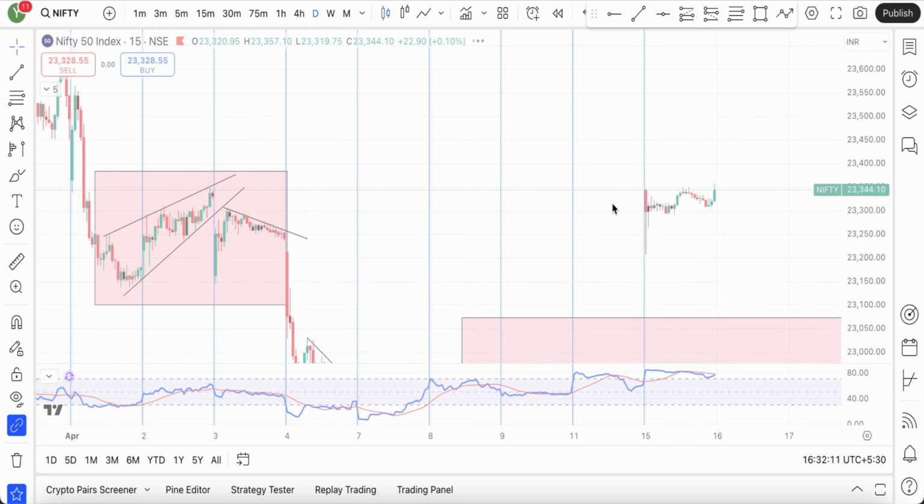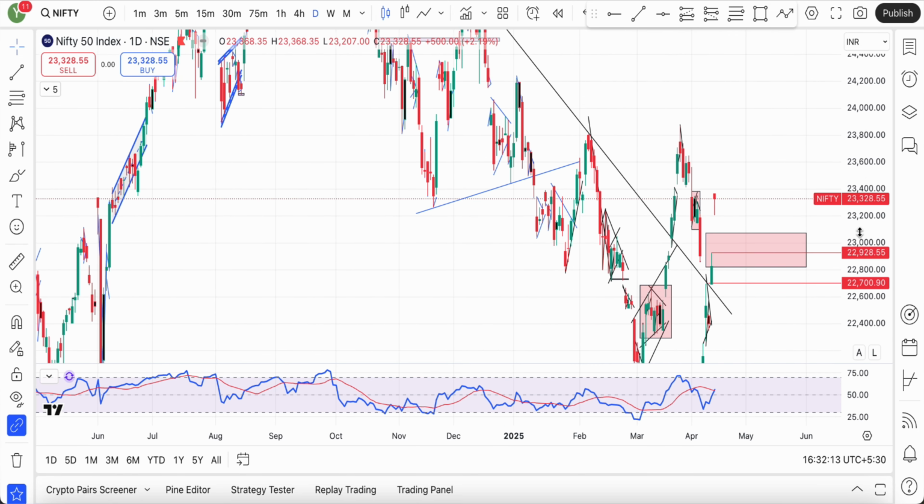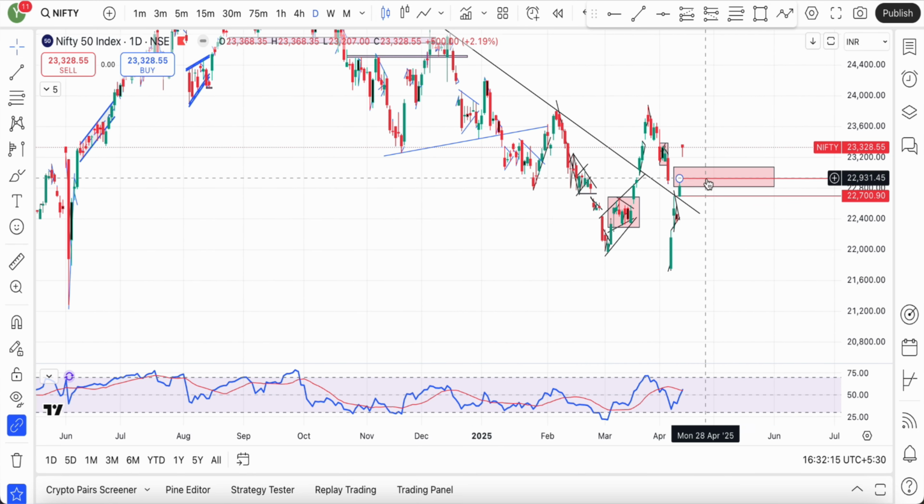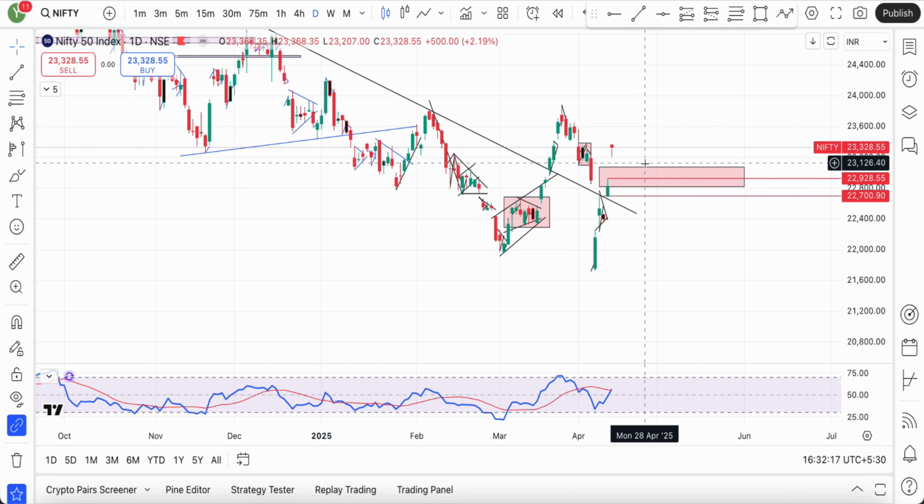Let us go to the daily time frame first, right? So right now we have very well moved above the resistance zone of the 0.5 to 0.618 zone. So why was this zone important?